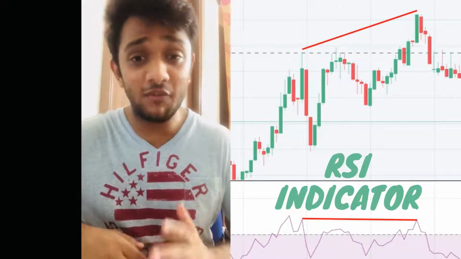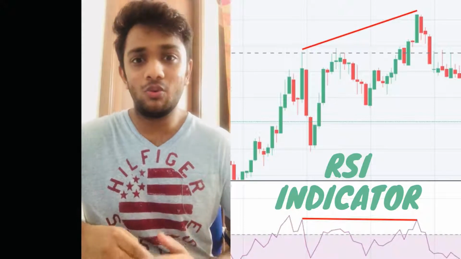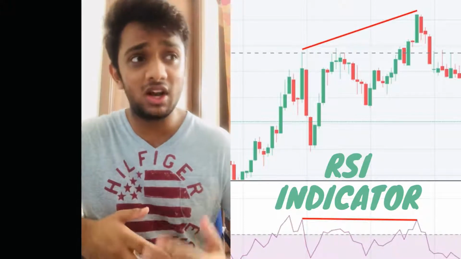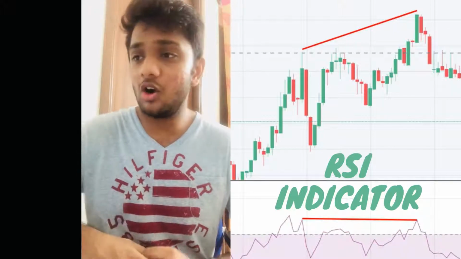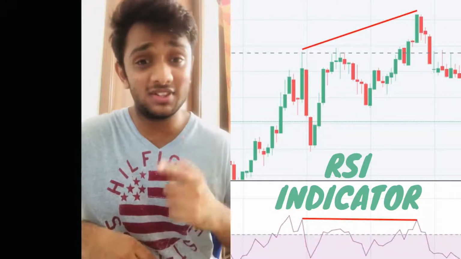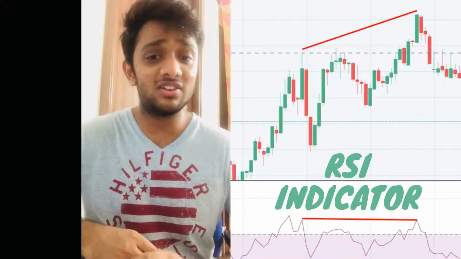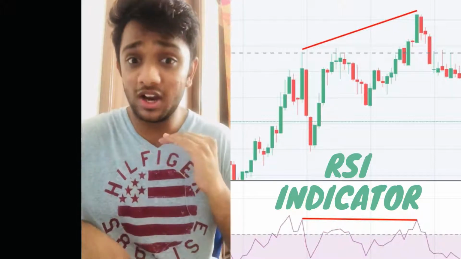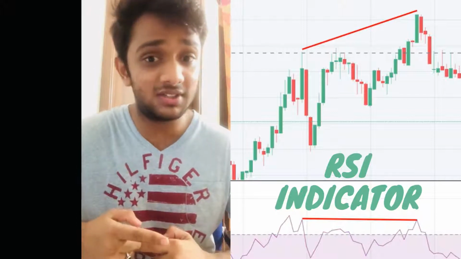Hello guys, I'm here with a new concept, the RSI indicator. You will know what other traders are doing, whether they are bullish or bearish. How will you know that? With this indicator, which tells about divergence. It tells you whether to continue the trade or get ready for the reversal.